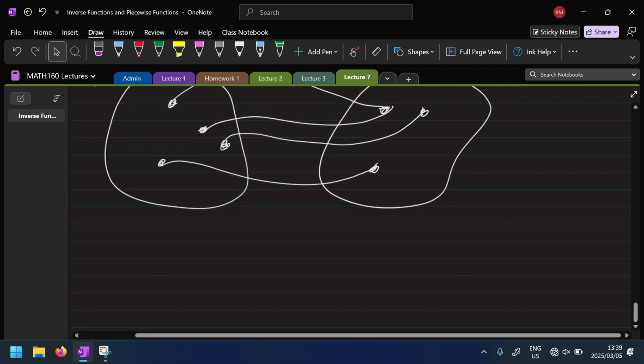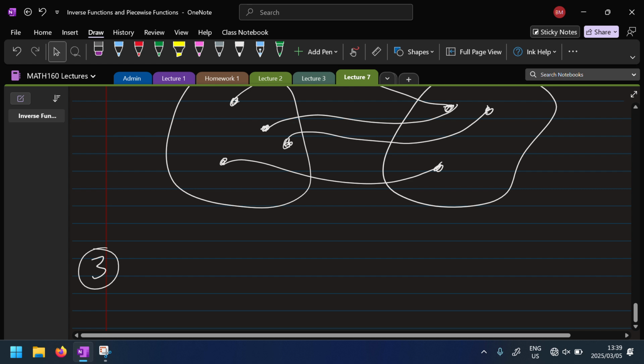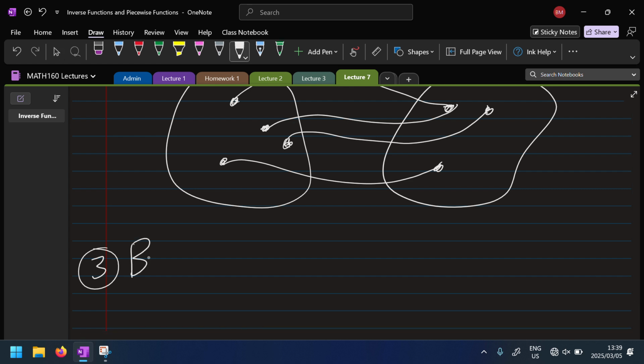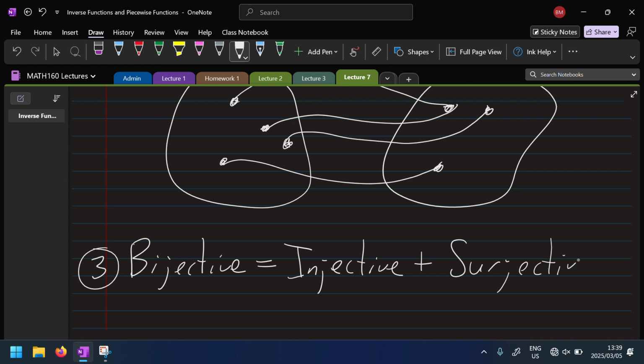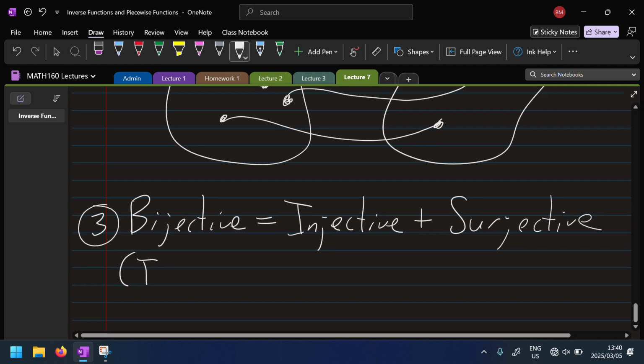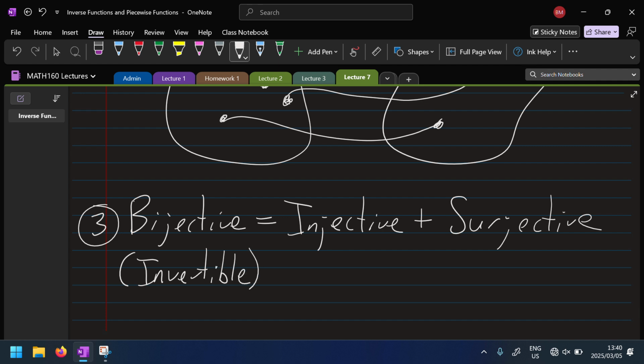Okay, property number 3. This is just if the function satisfies property number 1 and property number 2, then we call it bijective. So bijective equals injective plus surjective. So it's a little add-on. So if the function is injective and the function is surjective, then that automatically makes it bijective. Another word for bijective is invertible. In other words, F inverse exists.